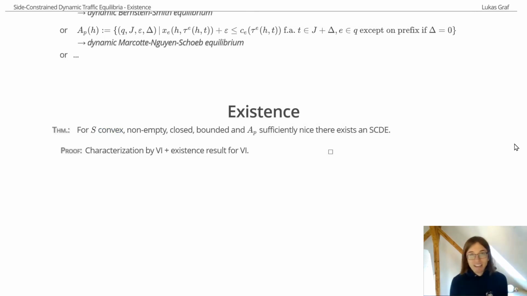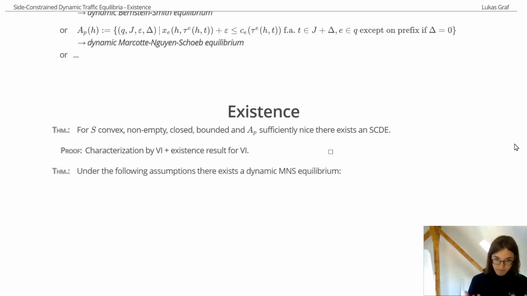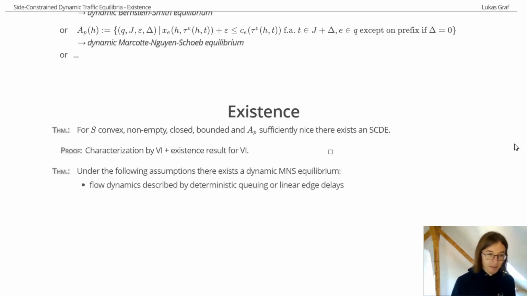So that's a bit sad, but we still wanted to show existence. And so we tried a different approach. And with some additional assumptions, but specifically not convexity, we were actually able to show existence of dynamic equilibria of the Marquardt-Nguyen ship type in the following way. So we make some assumptions, namely, first, the flow dynamics in the network have to have certain properties. And so specifically, we want that they are either modeled by deterministic queuing.